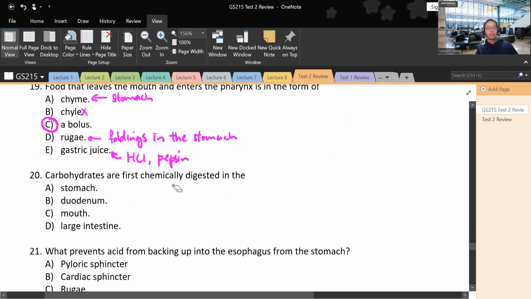Carbohydrates are first chemically digested in the mouth. For the stomach, it is the protein that first gets digested. For the duodenum, that's where the lipids first get digested. By the time you get to the large intestine, everything is basically digested. The sole function of the large intestine is to absorb the water that's left over from the digestive process.